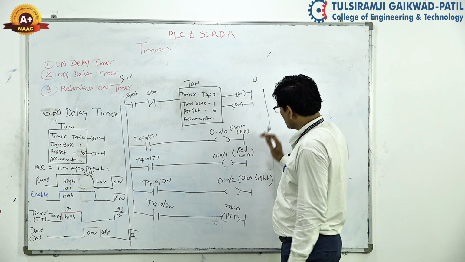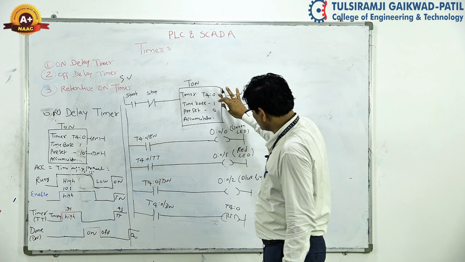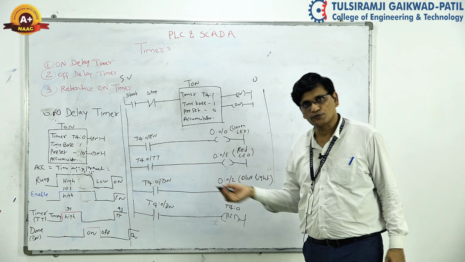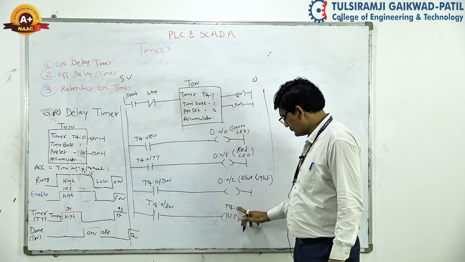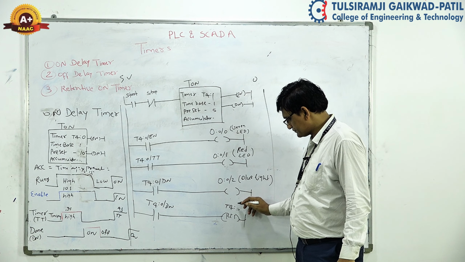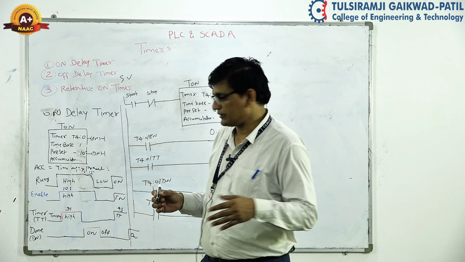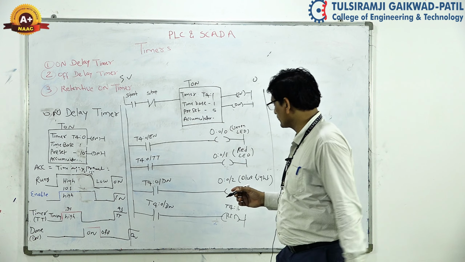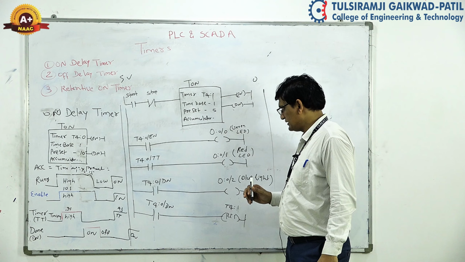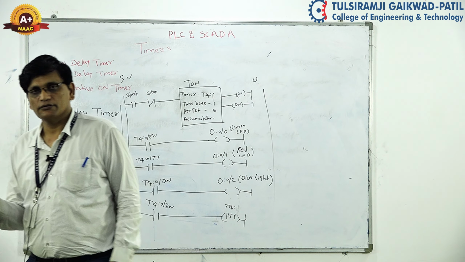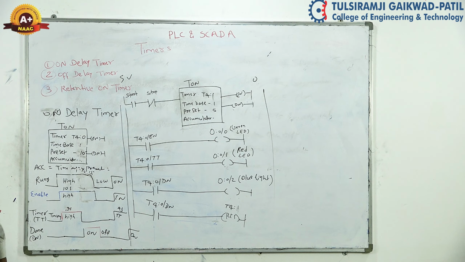Suppose here I am using another timer, suppose I use T4:1. I want to continue this process. At that time we can use T4:1. Means whatever we want, we can use the particular address for the particular timer. In this way we can control the so many devices used in the industry.